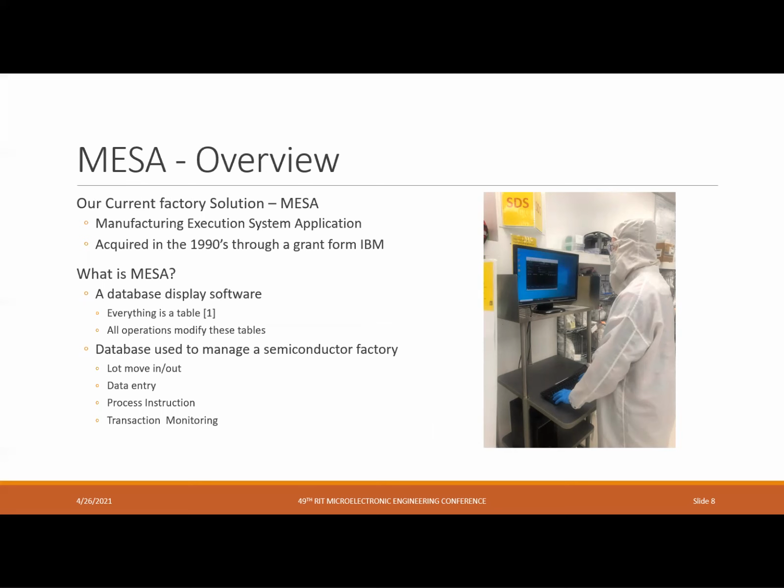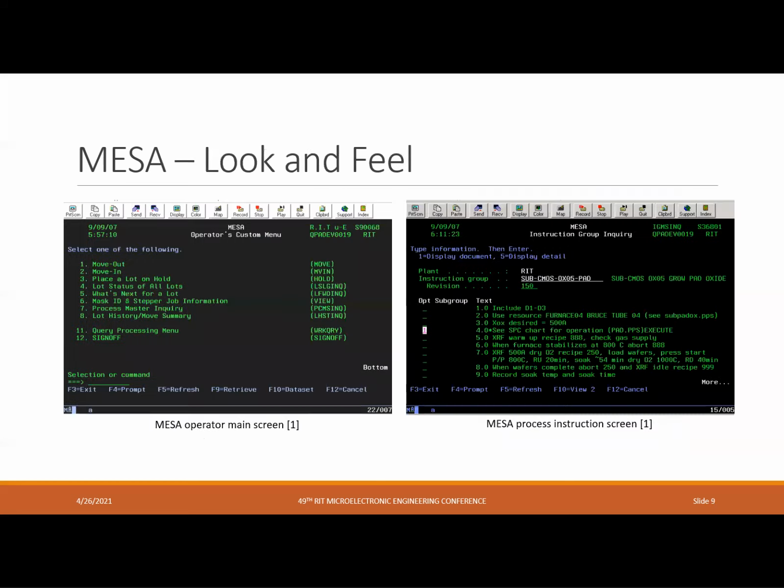MESA is a database display software, meaning that everything on screen is simply a visual representation of a database table, and every operation conducted in it simply modifies the data in certain tables. These tables and operations are used to manage various parts of the manufacturing process, such as lot moving, data entry, process instructions, and transaction monitoring.